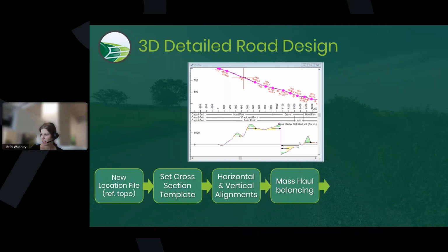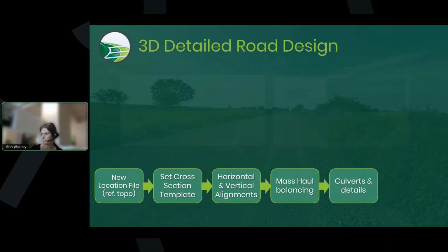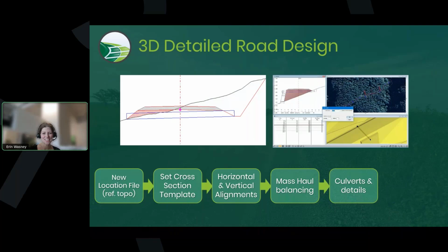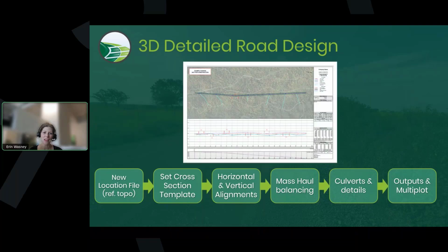From there, we've got culverts and different details. So we are going to be able to add culverts, look at other alignment details, adding those into the project. And then finally, we'll talk a little bit about different outputs, whether that's multiplot as shown here on the screen, or the output that decided to not show because it's missing.